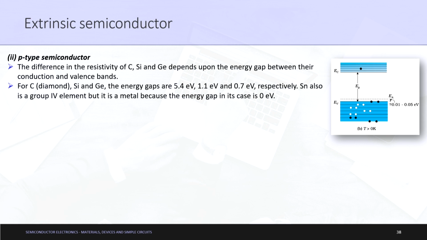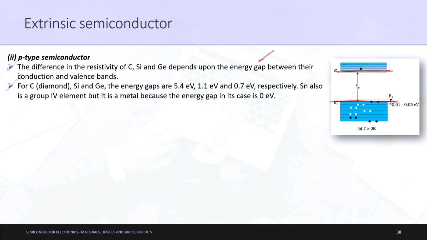The difference in the resistivity of carbon, silicon and germanium depends upon the energy gap between their conduction band and valence band. Please remember that this is the conduction band here and this is the valence band here. So, for carbon, what happens?